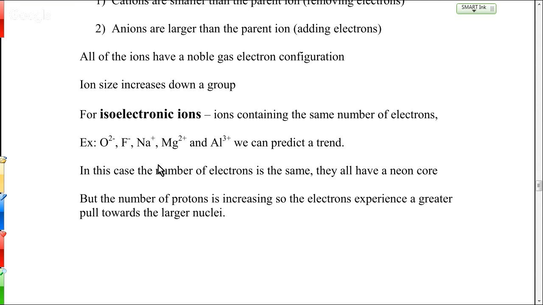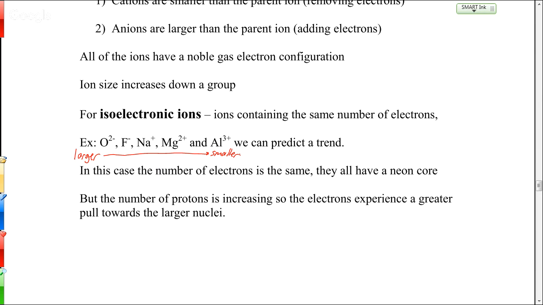But oxygen has 8 protons, fluorine has 9 protons, and so on. So if you have more electrons than protons, that means you're going to be bigger. If you have fewer electrons than protons, you get smaller and smaller because of the stronger attraction from the nucleus. So the trend, the way that this is written, is going to go larger to smaller. That aluminum 3 plus should be very small relative to oxygen 2 minus.